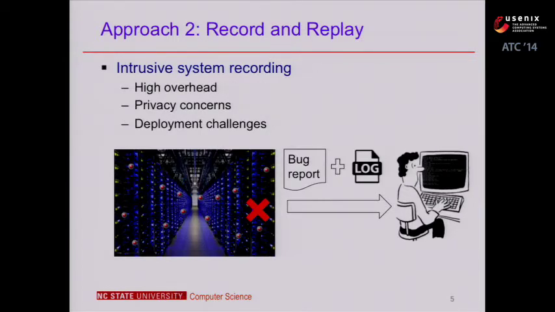The second approach is record and replay, which is basically a variation of the first approach, in which the software developers are provided with actual information: the recorded log of the execution run of the failure. So it's easier for them to reproduce the problem. However, this requires intrusive system recording, which might incur some overhead and privacy concerns, or sometimes it's hard to deploy in the production environment.